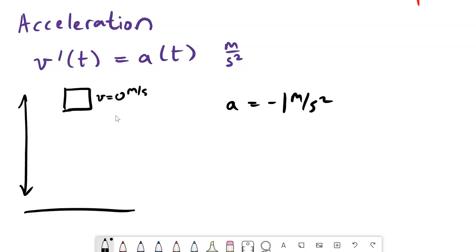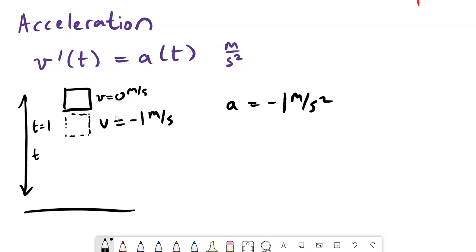What happens at t equals 1? I'm going to draw a dotted box right here. What is its speed at t equals 1? Well, since the acceleration is -1, it should be going down. v equals -1 meters per second.